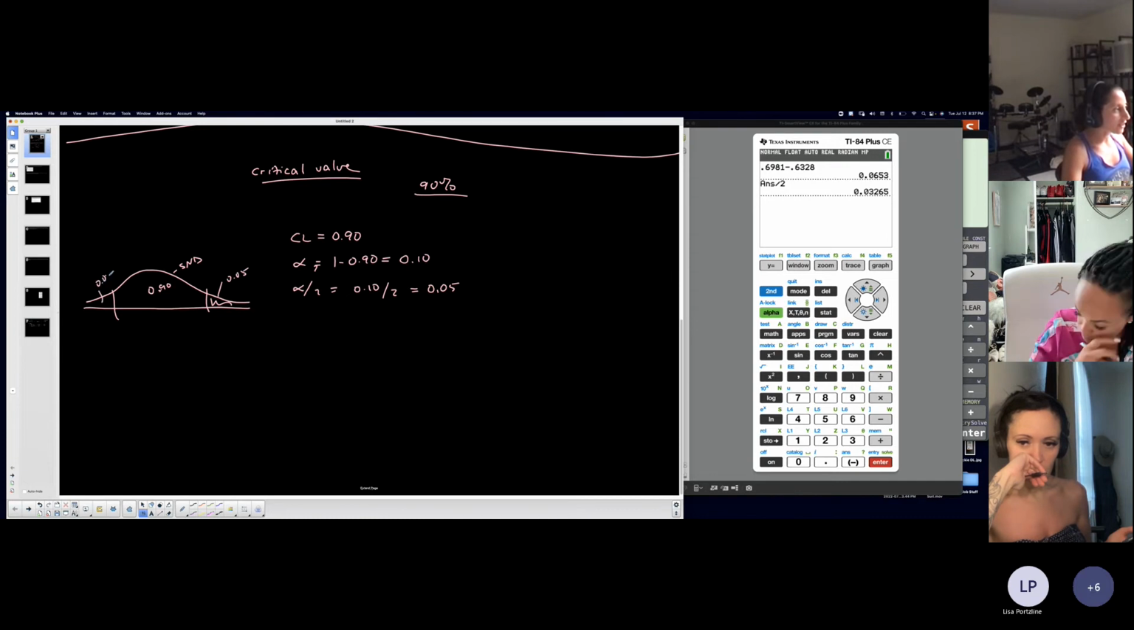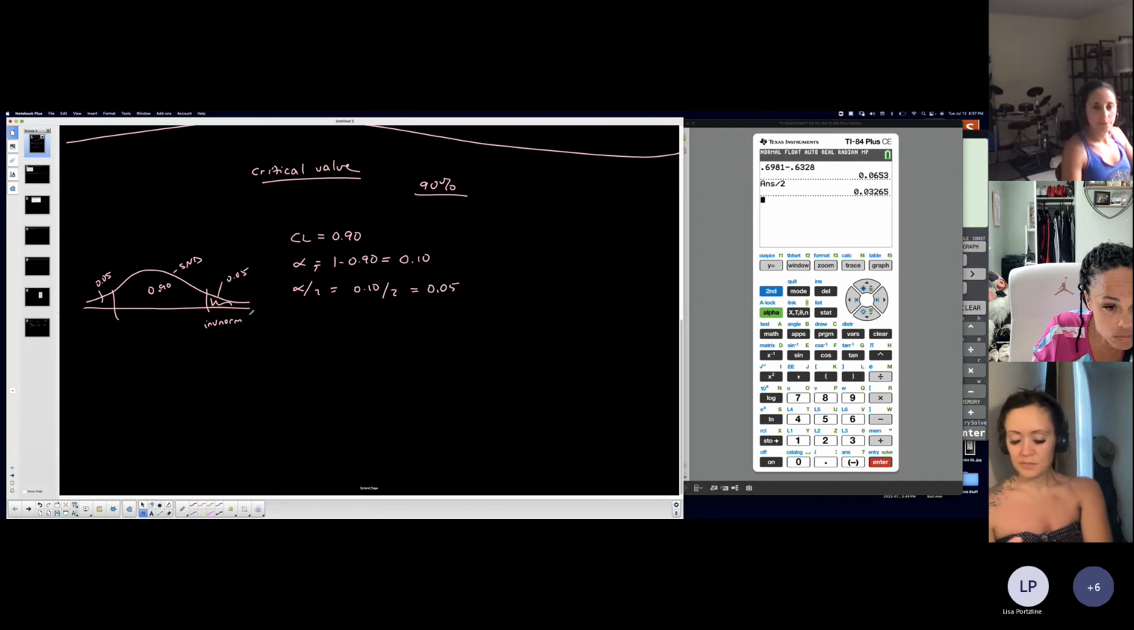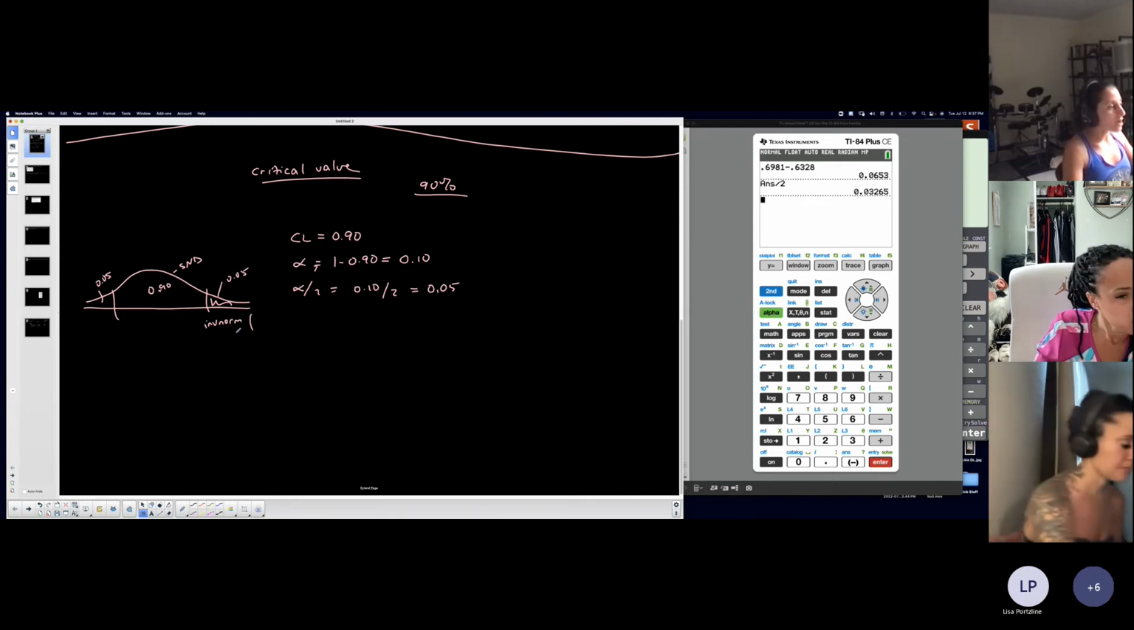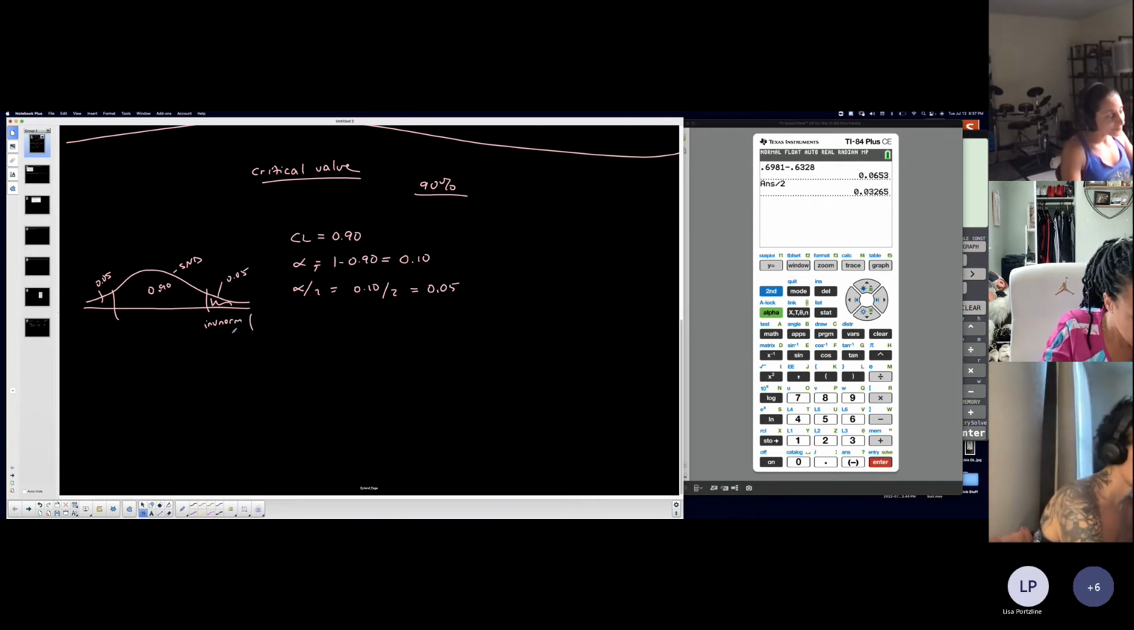This is 0.05. I always find the right-tailed critical value. You could find the left-tailed and just make it positive, because if you're asked for the critical value, we always take the positive version of it. And it's always inverse norm if I'm doing z-scores. Inverse norm, if I have the area to the right, like this one I'm finding, this is when I do that 1 minus, and then 0 and 1.